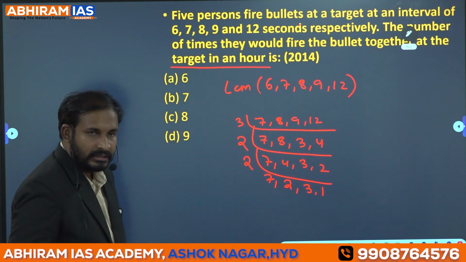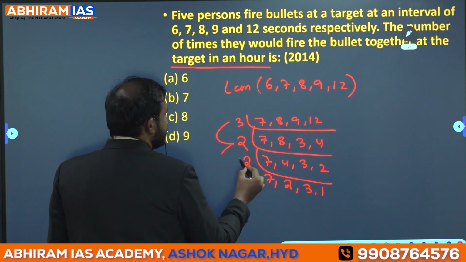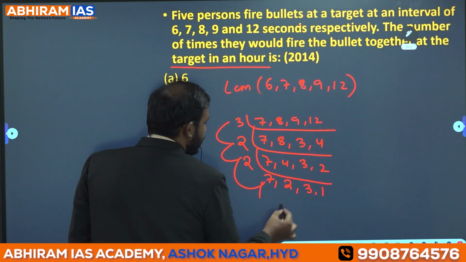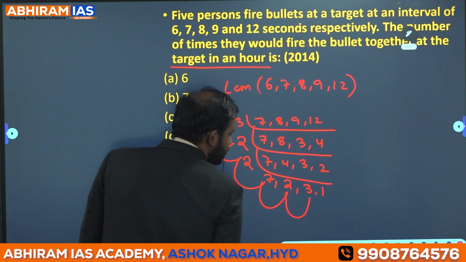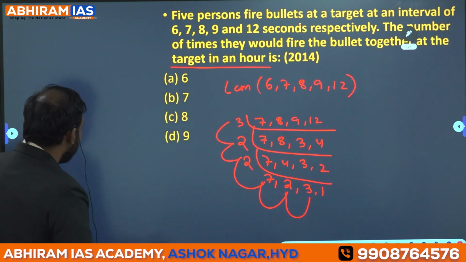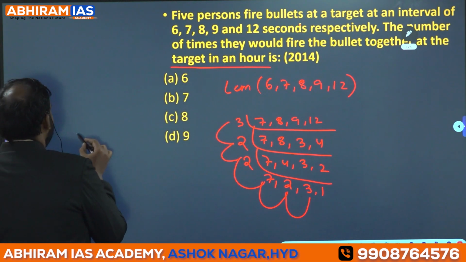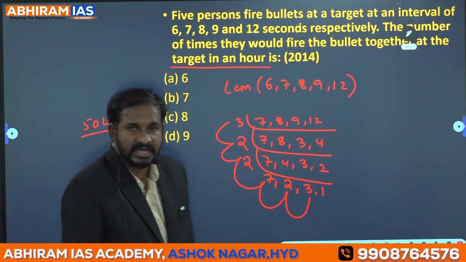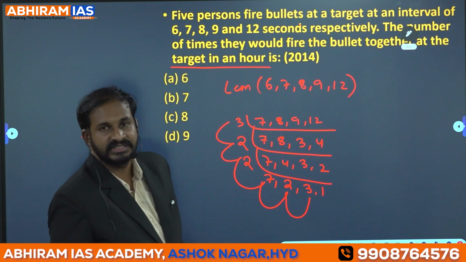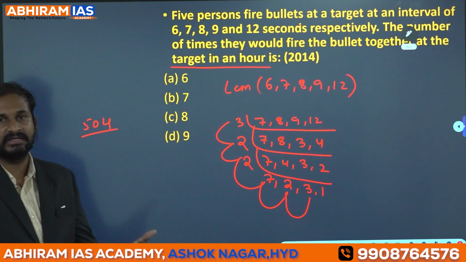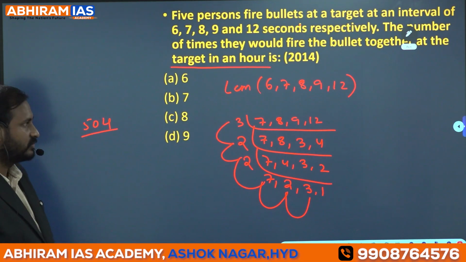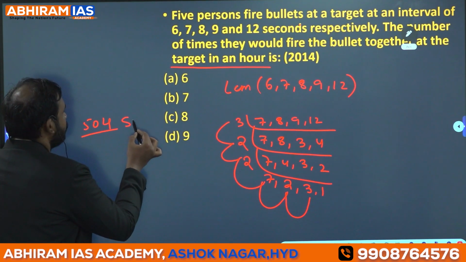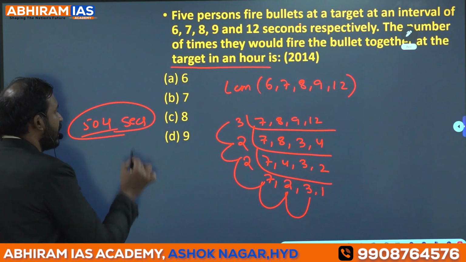Okay. Now 3 2s are 6, 6 2s are 12, 12 sevens are 84, 84 twos are 168, 168 threes are what you will get? 504. Right? 168 threes are 504. 160 into 3 is 480, and 8 threes are 24. If you add those two things, what will you get? 504. So that means for every 504 seconds, they all will hit the target together.